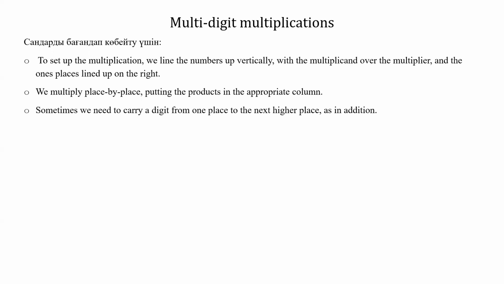алгоритм шығаратын боламыз. To multiply multi-digit numbers, first set up the multiplication. We line up the numbers vertically with the multiplicand and the multiplier, and the ones place lined up on the right. We multiply place by place, putting the products in the upper right column. Sometimes we need to carry a digit from one place to the next higher place as in addition.